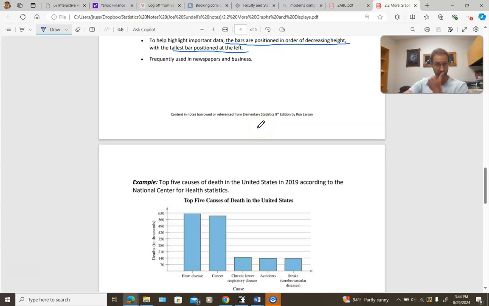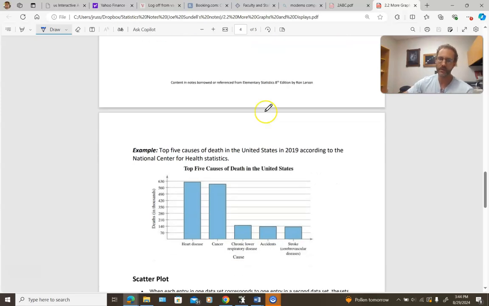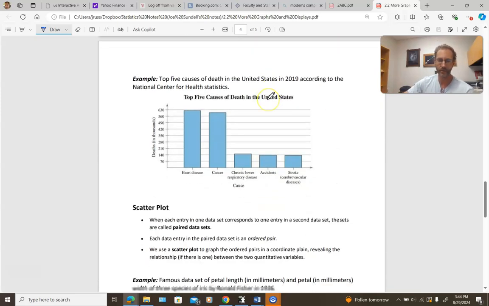All right. This section is not real long, and I looked at the homework just a minute ago. The homework, guys, is just looking at these different types of graphs and interpreting them. So I don't think the homework's going to be too challenging for you.